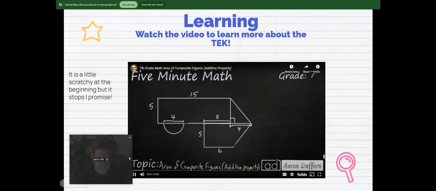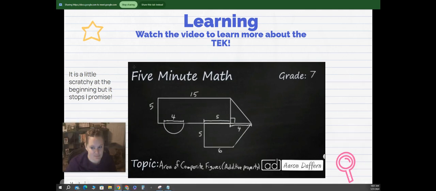Hello, and welcome to 5 Minute Math. Today we are looking at the 7th grade concept of area of composite figures, specifically how we can use the additive property, and we will do it in 5 minutes or less. So we have a strange looking figure here, and the problem is simple. How can we find the area of this composite figure?